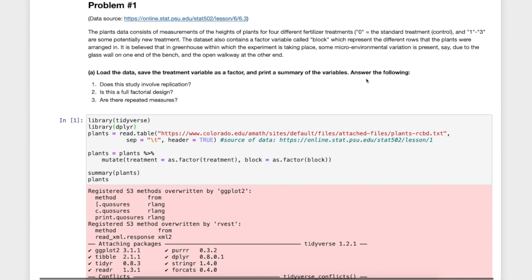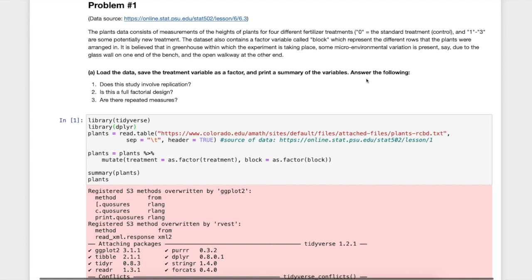So in this video, we'll look at some code that will help us analyze completely randomized design. In particular, we'll implement some of the contrast material that we learned about in the last lesson. So let's consider this data set of the measurement of plant heights for 4 different fertilizer treatments.